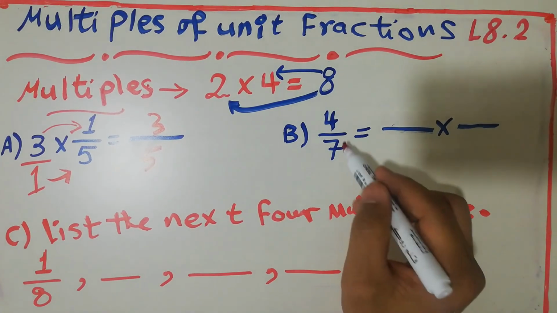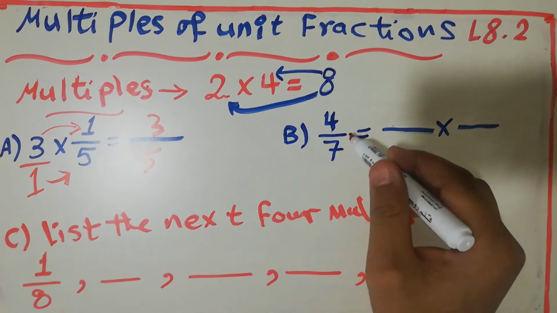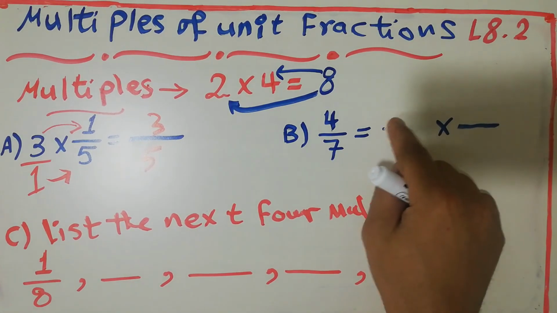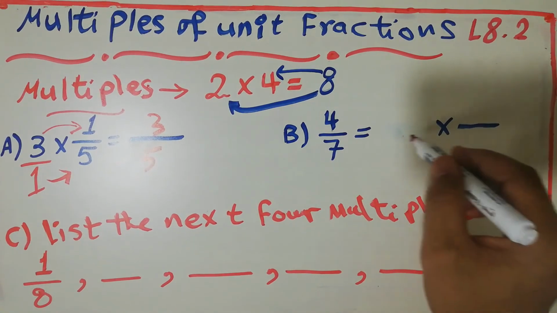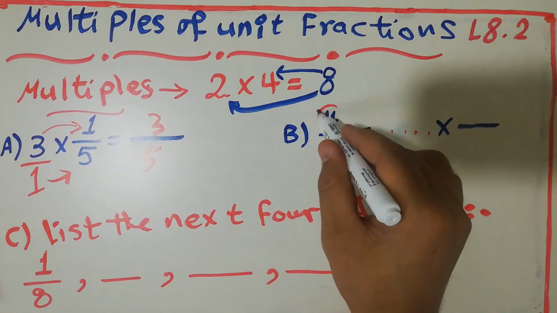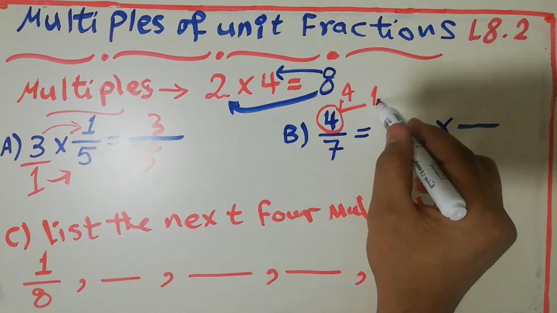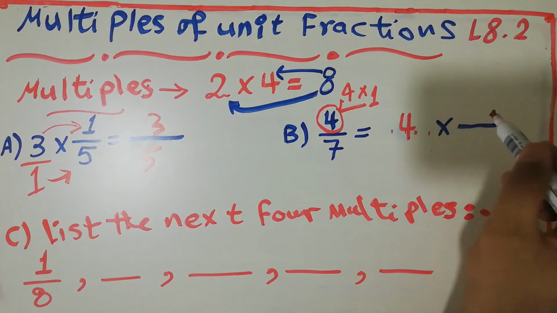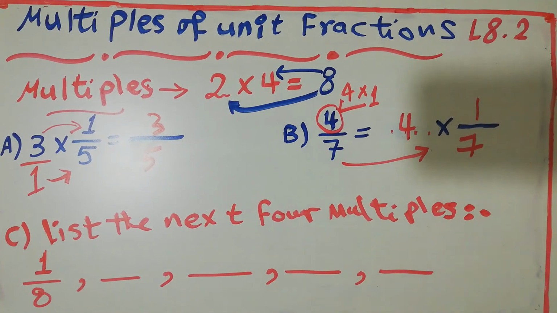If we have 4 sevens and want to write this fraction as a product of a whole number and a fraction, then what do we write? We take the numerator here, 4 is 4 by 1. Then we write here 4 and we write here 1 and we put the denominator here 7. We put 4 by 1/7.